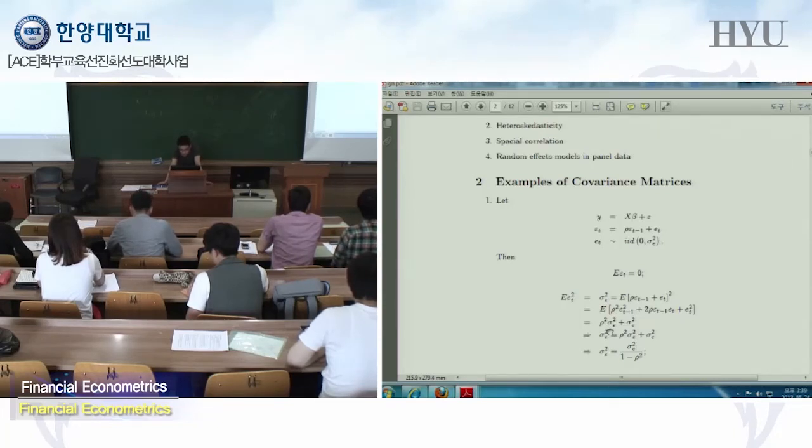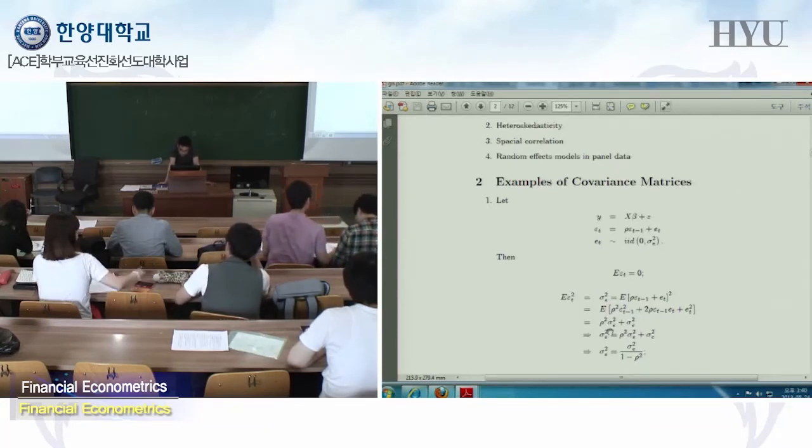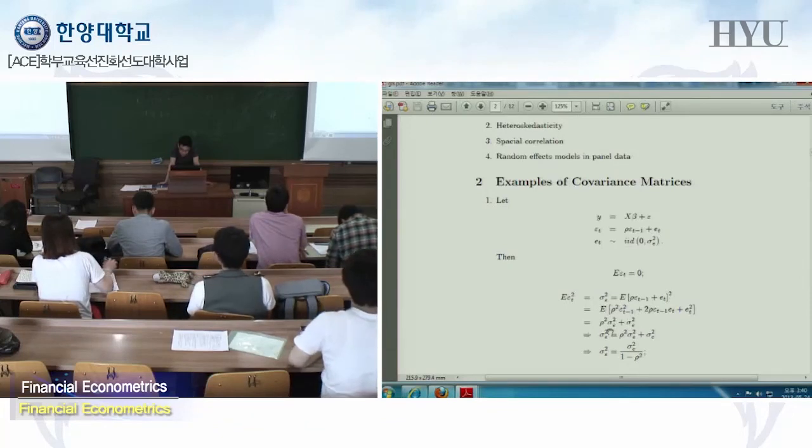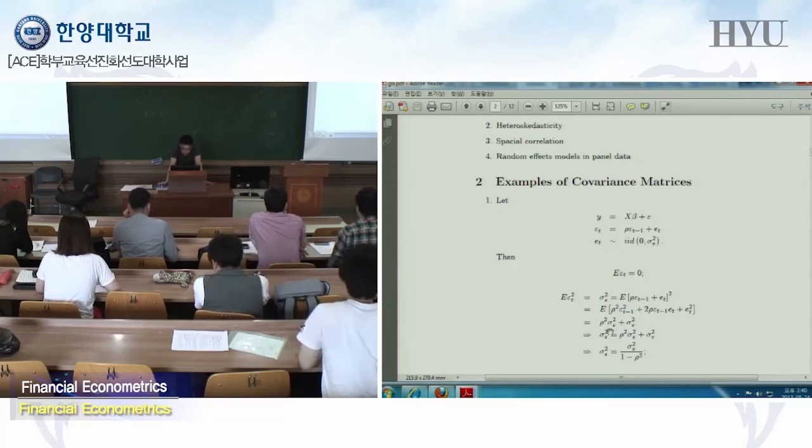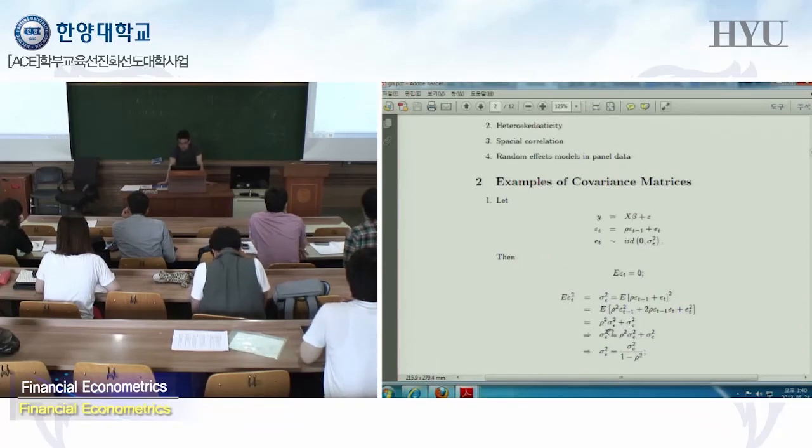But we defined the expectation of epsilon t squared as sigma epsilon squared, right? So sigma epsilon squared equals rho squared sigma epsilon squared plus sigma e squared. If we solve this, sigma epsilon squared should be equal to sigma e squared over 1 minus rho squared. So we should have this relationship.